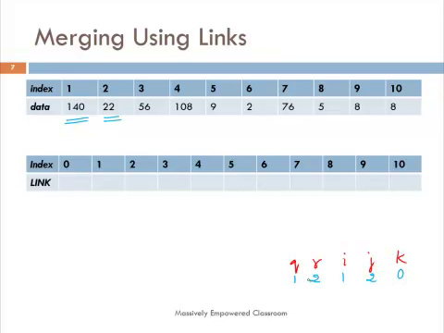Both are not 0. i is 1 and j is 2. Compare ai and aj. If I compare these two, in this case ai, which is 140, is not less than or equal to aj, which is 22. So we go to the else part of the algorithm, and then it says link k is j.